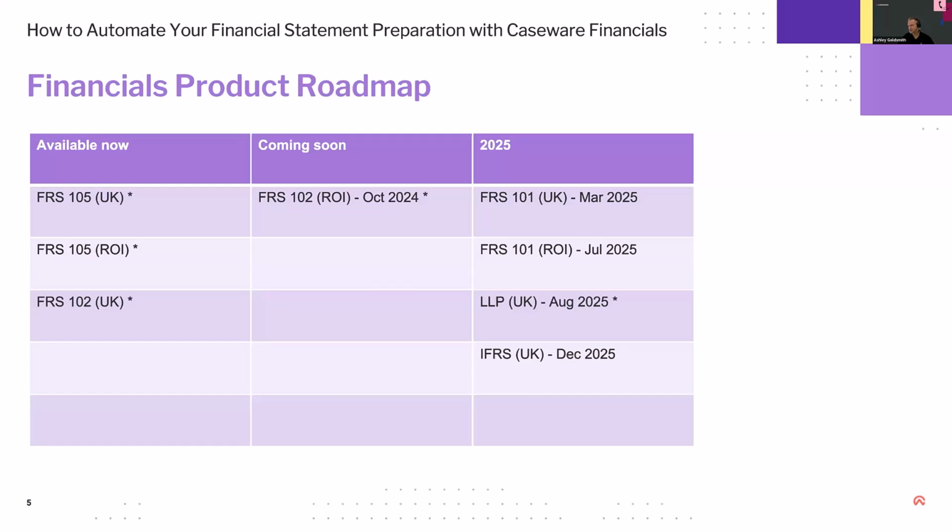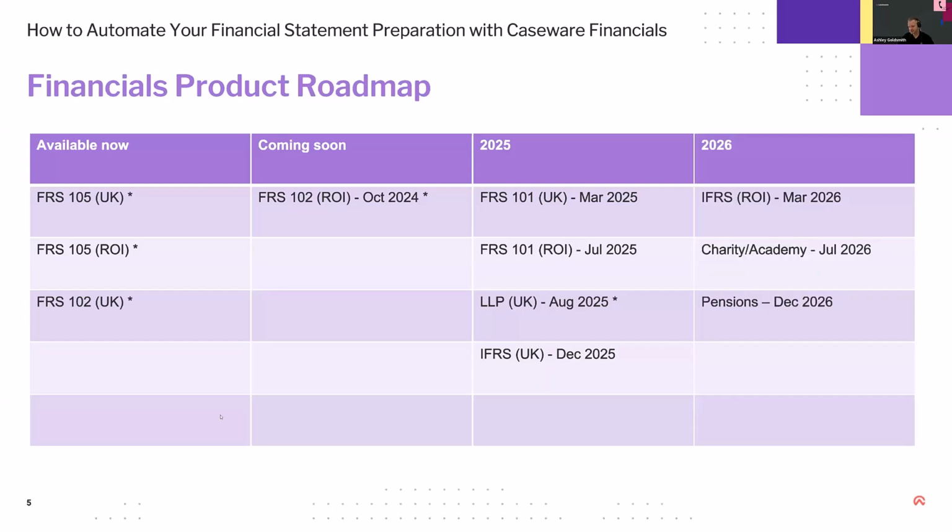And we'll be working kind of simultaneously on the LLP template for the UK market, obviously, which is due to be released around about August of 2025. Following that, at the end of the year, nice little Christmas present, hopefully for everyone, the full IFRS UK template, again with tagging, consolidations, etc., available by the end of next year.